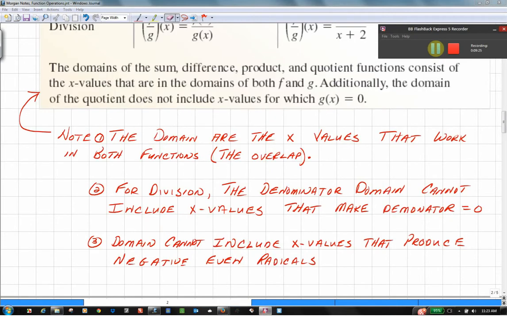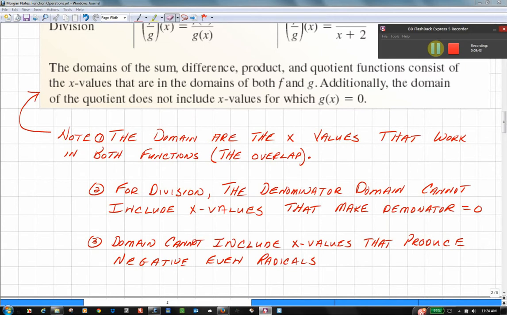Okay, I got interrupted there, so I'm not really sure where we're at. So let's summarize this domain thing. For the domain, they're going to be the x values that work in both functions. It's going to be the intersection or the overlap.